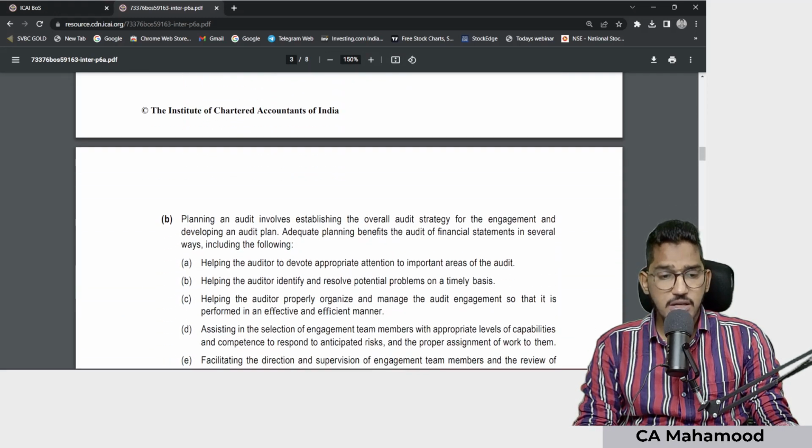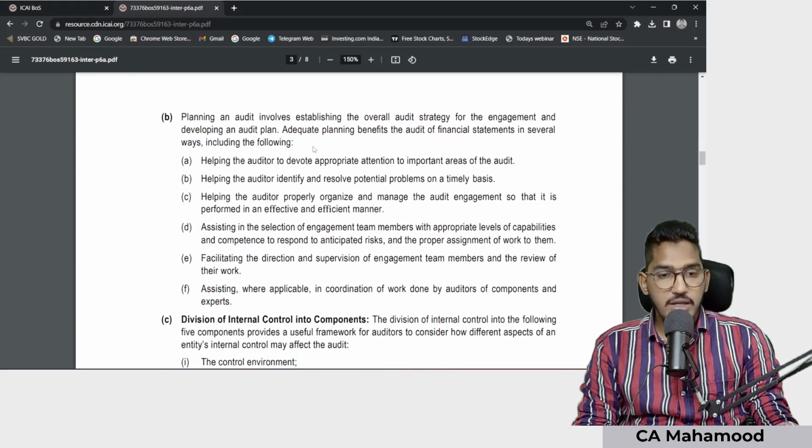So this is the answer. These will be the benefits of planning of the audit. It will help the auditor to determine which area requires more attention. It will help the auditor to resolve the potential problems, that is major problems. You can properly organize your work and you can carry out the work in an effective manner.